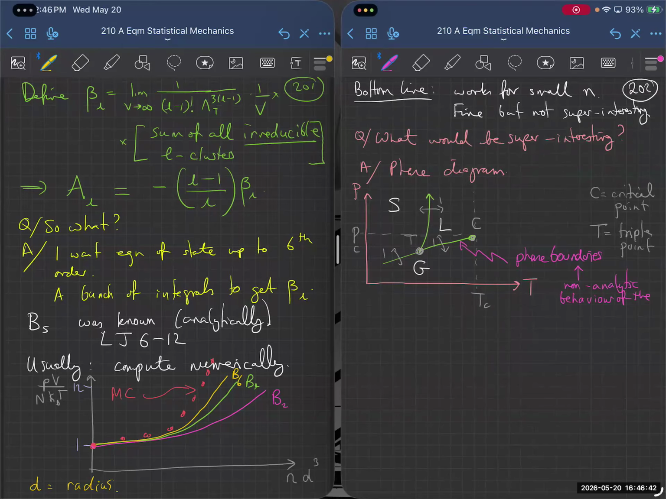Non-analytic behavior of the statistical mechanics. And by that I mean the partition function, the grand partition function, and then all the thermodynamic variables that I can get from those things by differentiation. So that's the phase diagram of matter.